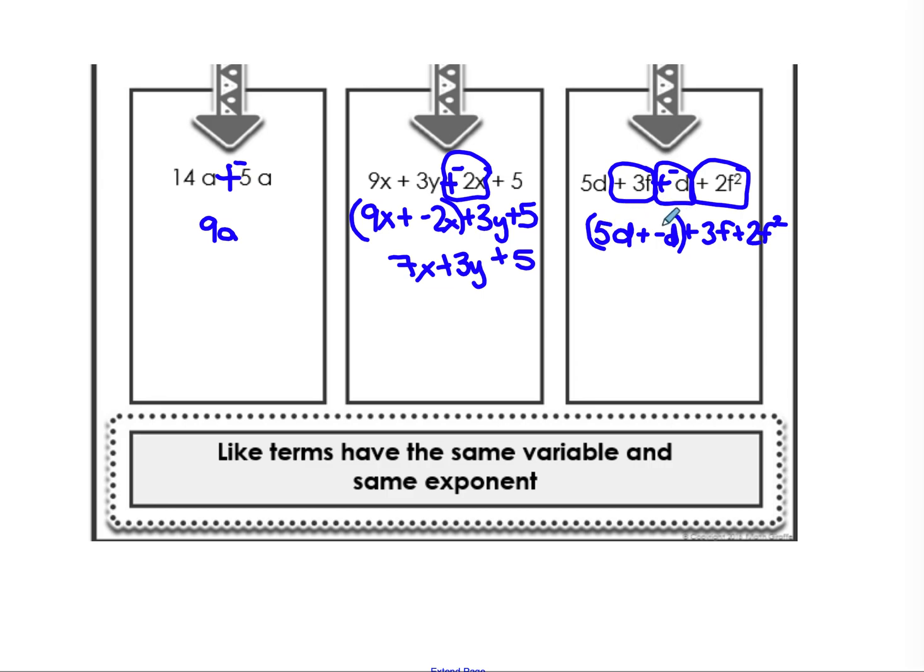5d plus negative d. If you want to think of it as -1, some people like to actually write in the 1 so they can see it. Feel free to do that. 5 plus -1 is 4. Different signs, find the difference. So I have 4 d's, and then I have 3 f's, and then I have 2 f squareds. That's my simplified expression.